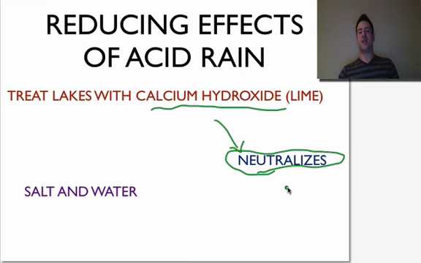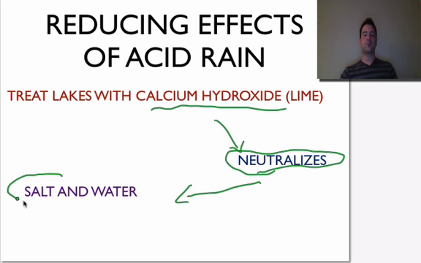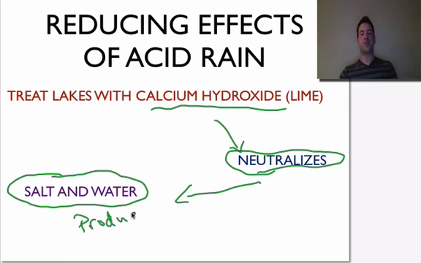And then that neutralization reaction, this lime is going to cause the acidity to neutralize and form salt and water, therefore creating a less harmful solution. So if we add lime to lakes, then we can protect those ecosystems, and that neutralization reaction is going to produce salt and water. So that's one way that we can reduce the effects of acid rain, and we can treat the lakes and water bodies that we have as well.